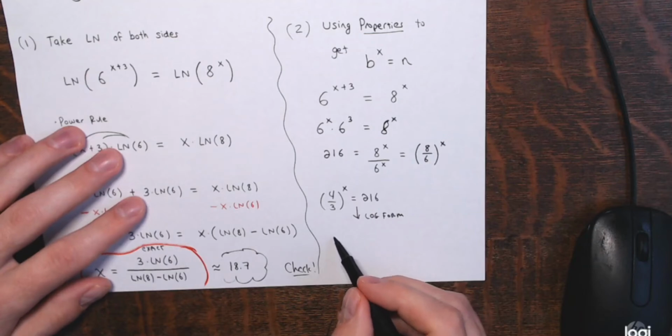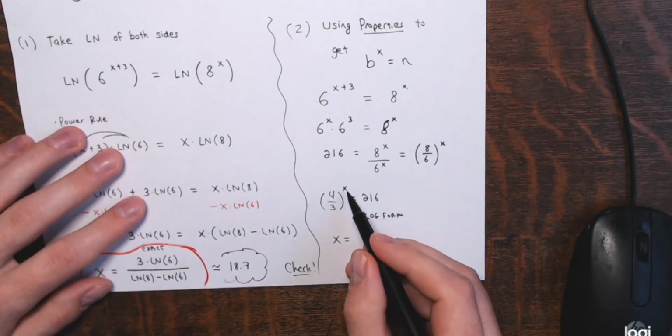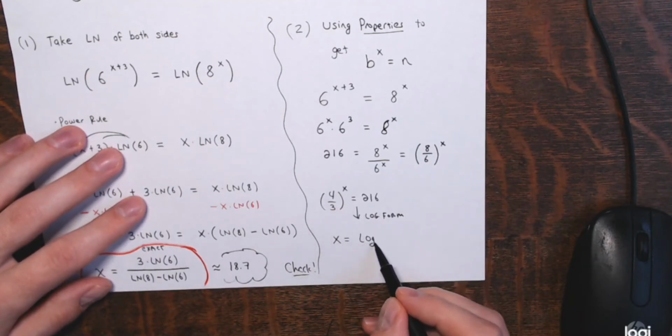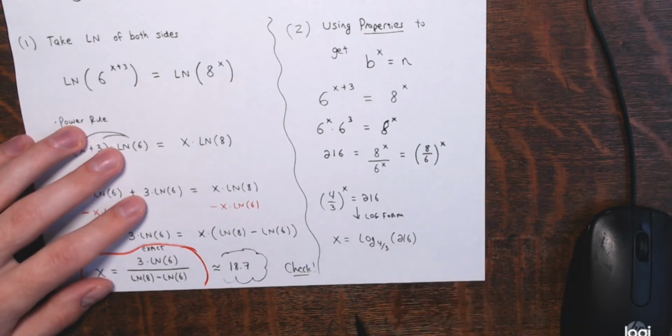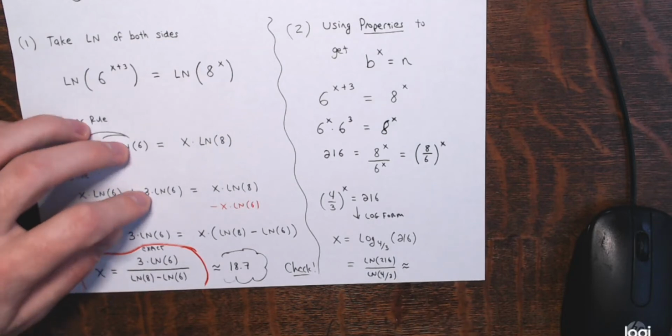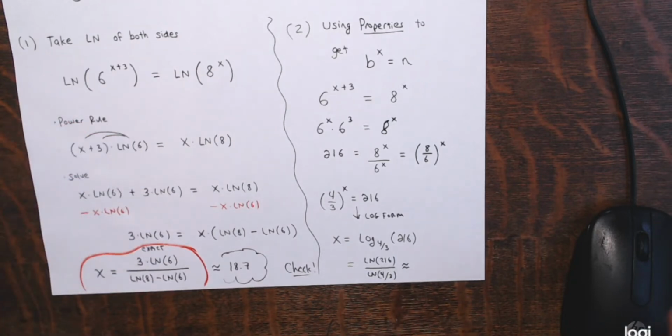So x here, remember the exponent is the logarithm. X equals the logarithm base 4/3 of 216. Now if you don't like this, you can use the change of base rule. Change this to natural log of 216 divided by the natural log of 4/3 and punch that in. And you're going to see that this is exactly the same solution. It's going to round to 18.7.